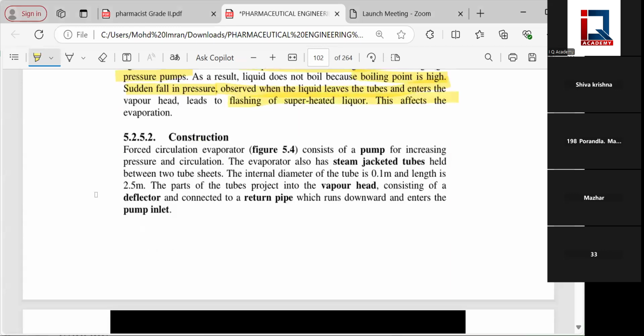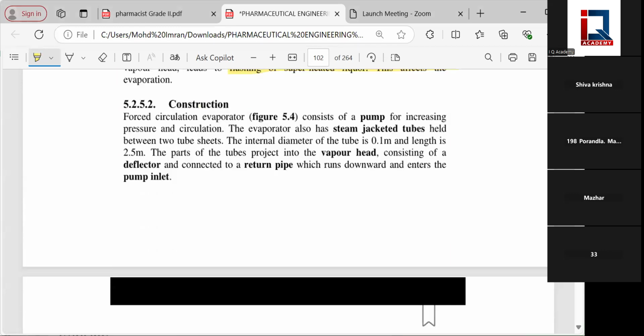Coming to construction, someone's mic is on, please. Yeah, I have that.